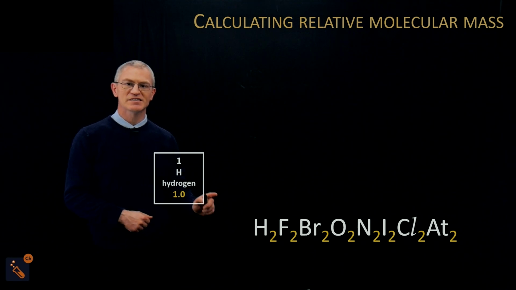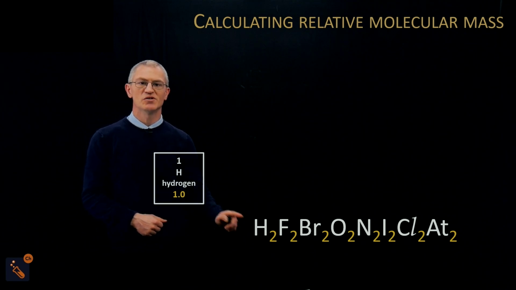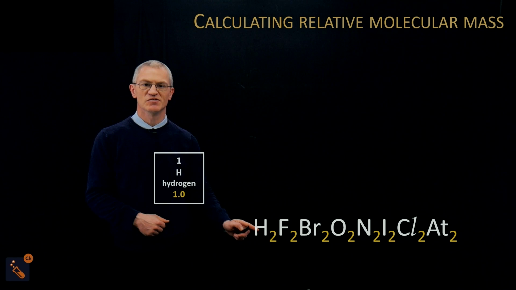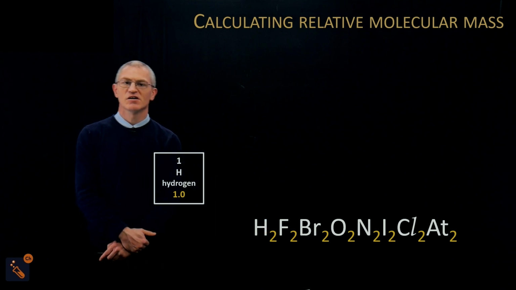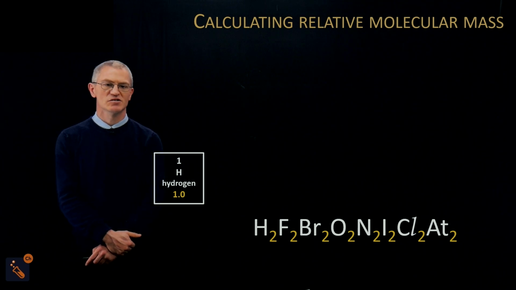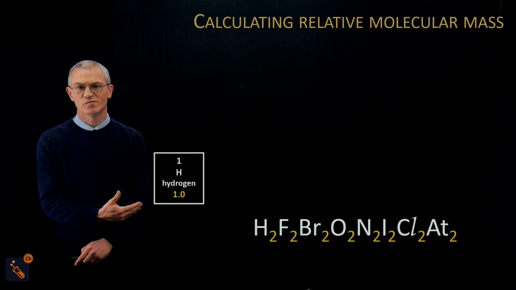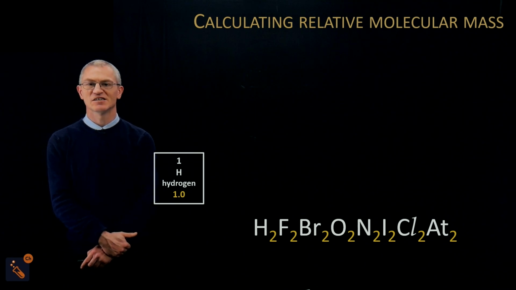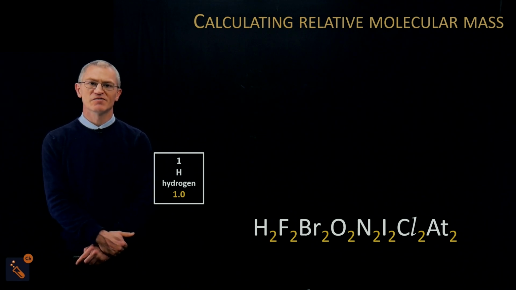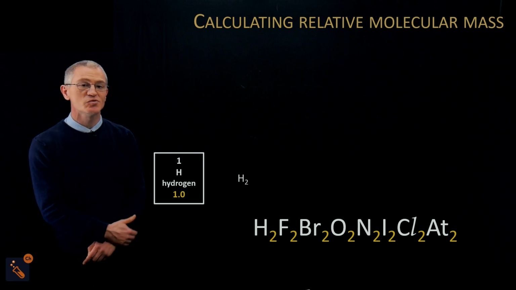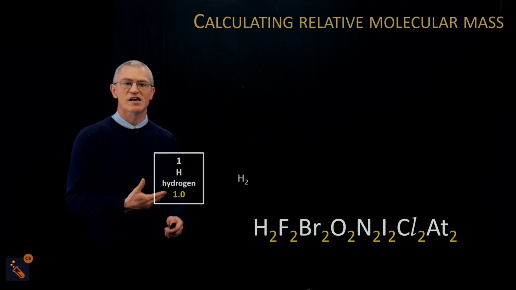That means when they're separate, on their own, not bonded to anything else, they will always be in a pair. So hydrogen, fluorine, bromine, oxygen, nitrogen, iodine, chlorine, and astatine. You'll almost certainly never come across astatine being used in any major way, but the rest of them are very, very common.